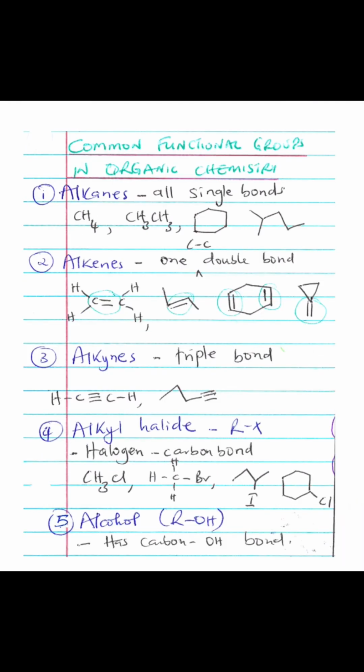Common functional groups. The first one, number one, is alkanes, and this has all single bonds. Remember, carbon makes 4 bonds, so the simplest alkane will be CH4, carbon with 4 hydrogens, because hydrogen makes 1 bond. And then the next one is ethane, where you have 2 carbons, each of them with 3 hydrogens. And then you can also have a cyclic system here, where we have 6 carbons, 1, 2, 3, 4, 5, and 6. Each corner is a carbon.